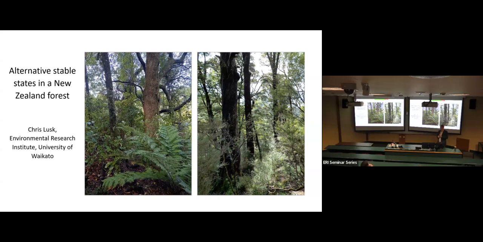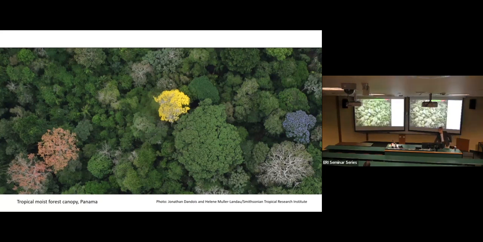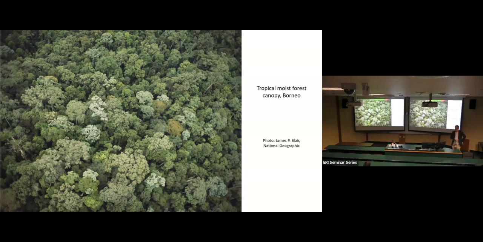I'm going to start this story by taking you briefly away from the South Temperate Zone to the tropics. So, tropical moist forests are, of course, a byword for diversity, as you can see quite well in this photo. You can easily find 150 tree species per hectare in tropical moist forests.